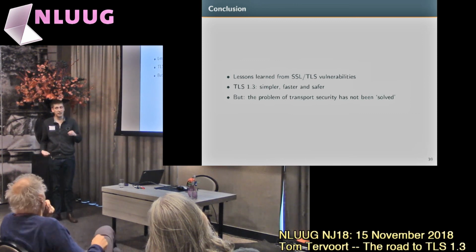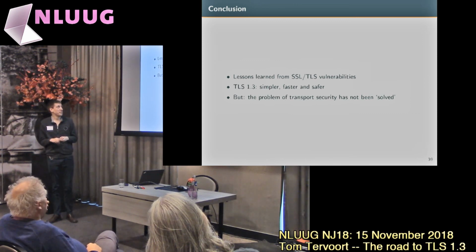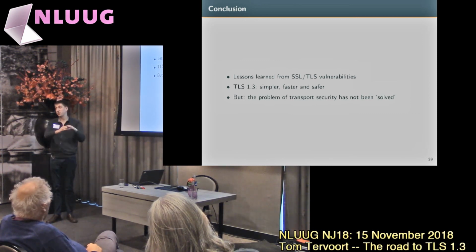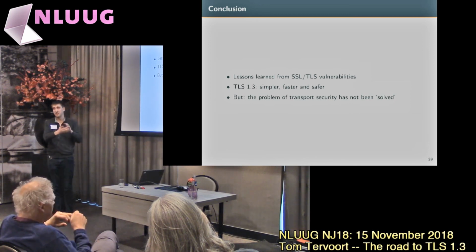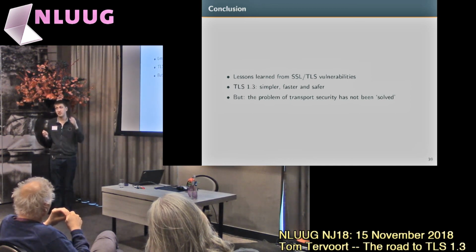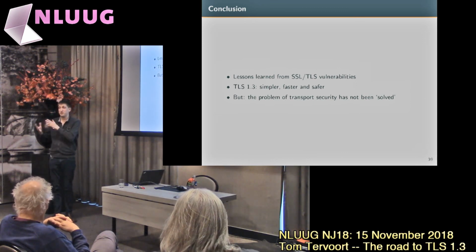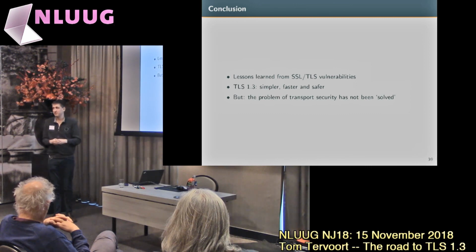So, my conclusions: a lot of lessons were learned from earlier vulnerabilities in SSL and TLS. These lessons were incorporated in TLS 1.3, which is a much simpler, faster and safer protocol, but the general problem of transport security has not been completely solved. And the authors of the TLS standards are aware of this, but there are just some really hard problems for which we don't really have proper solutions just yet. So that was my presentation.